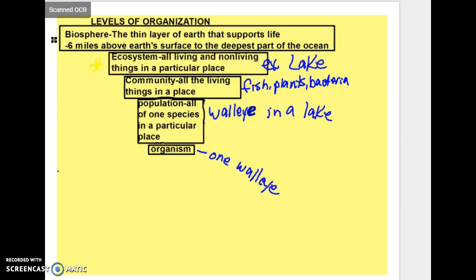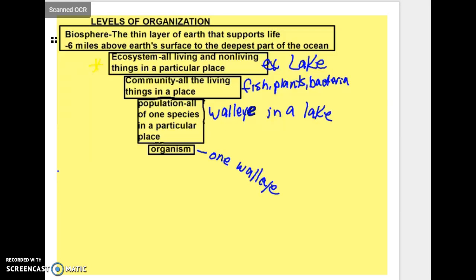Ecosystems can be broken down into communities, so there might be several different communities in a lake. For example, the community along the shoreline might be different than the community in the very deep part of the lake. And of course, communities from one lake to another are also different. But if we break down an ecosystem, there's lots of communities, and communities include, again, all the living things in that particular place.